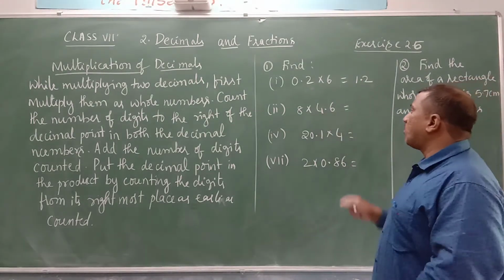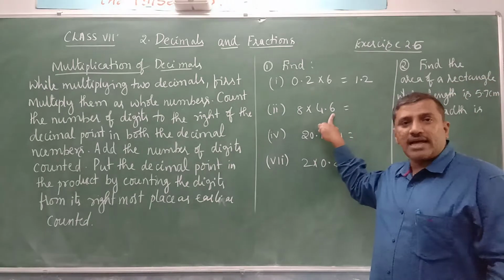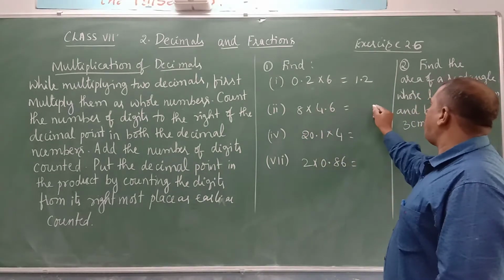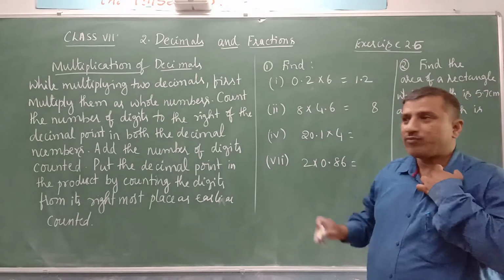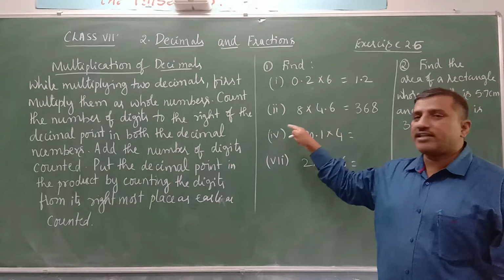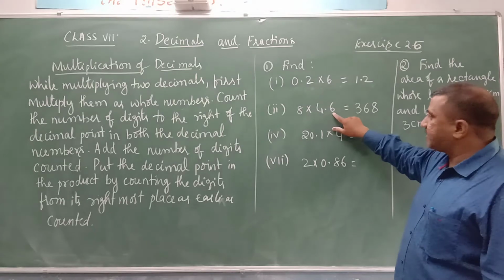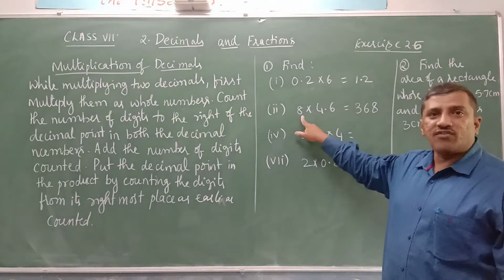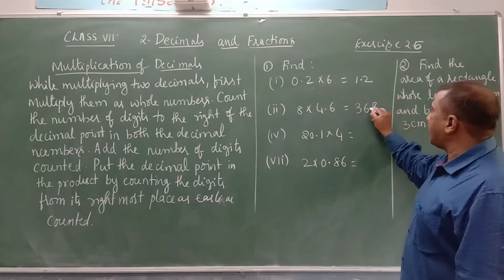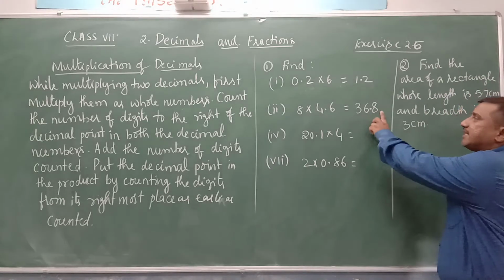Now 8 into 4.6. So ignore the decimal point. Treat this as the whole number 46 and multiply by 8. 8 sixes are 48. 4 is there. 8 fours are 32. 32 plus 4 is 36. Now count the number of digits after the decimal point. Here we have only one digit, and here there are no digits after the decimal point. So only one digit. Keep the decimal point in the product after one digit from the right side. Therefore the product is 36.8.